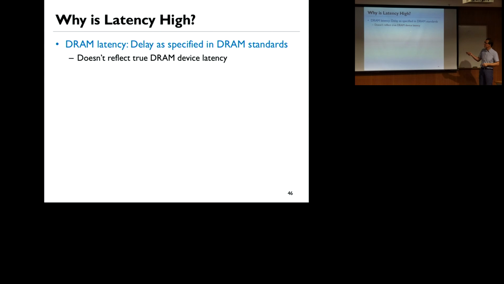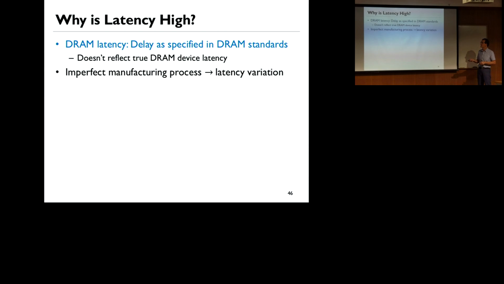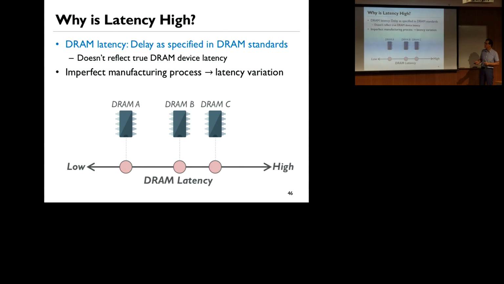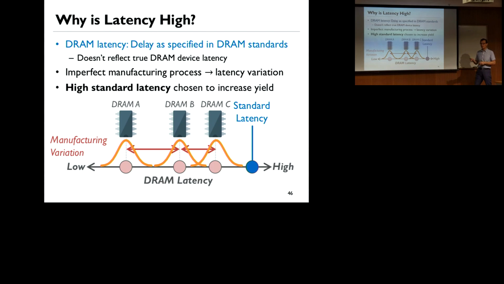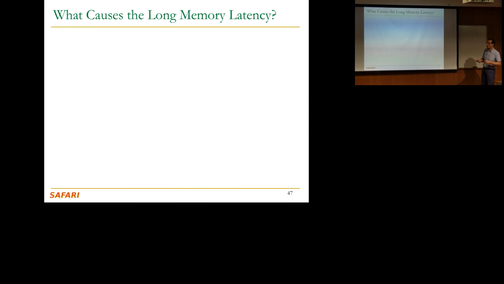So as I said, DRAM latency is the delay as specified in the DRAM standards. This doesn't reflect the true DRAM device latency. Because of imperfect manufacturing process, you have latency variation, and as a result, you get a picture like this between different chips. And within a chip, you have variation also. What industry does today is they choose a high standard latency to increase the yield as much as possible. If you choose it over here, then all of the chips are acceptable to operate at that very high latency, and that's essentially what's done today. But that may not be the best way.